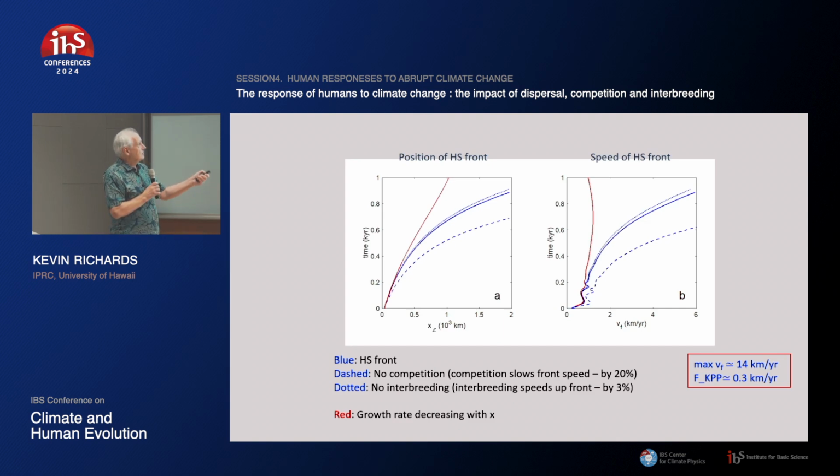The other way we can limit the acceleration is by having the growth rate decreasing with x, which is relevant to the experiment that we're going to look at next. So if the growth rate is decreasing with distance along the domain, then that acceleration ceases, and in fact the front starts to get slower.